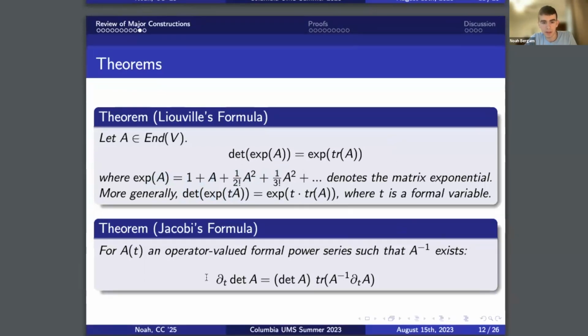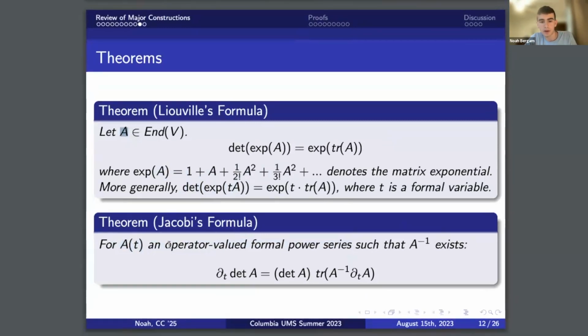So we have this formula, and then we have Jacobi's formula, which is a little more complicated. It says for A of t, an operator valued formal power series such that A inverse exists. Maybe this was poor notation because A of t is actually quite a bit different from A here. But I'm going to explain what an operator valued formal power series is later. Maybe I should have explained it in this slide. But anyway, you have this relationship that is effectively the derivative of the determinant is something in terms of the trace of the differential with some extra terms floating around.